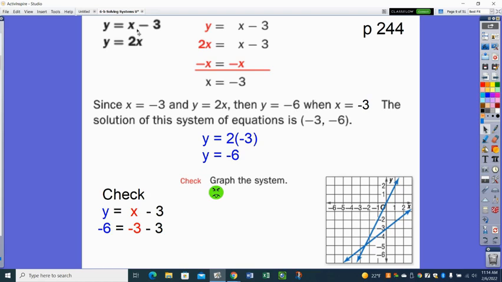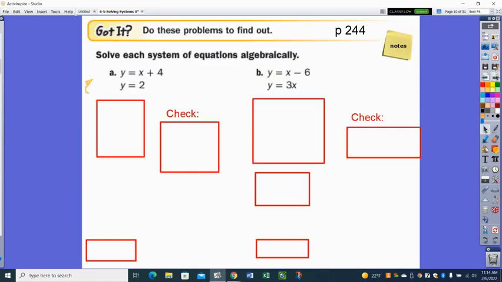I need to make x be -3, and I need y to be -6, and check to see if it works. And if you take -3 minus 3, it does. So just disregard this craziness, will you?